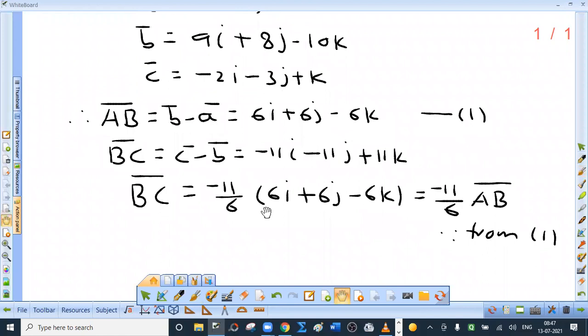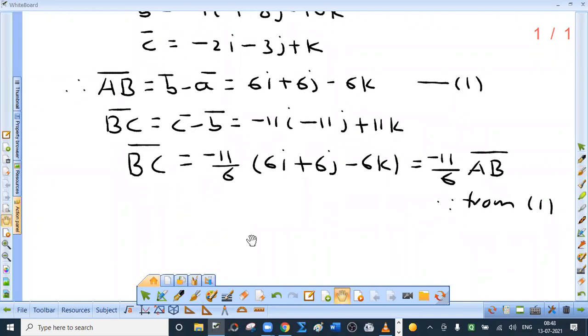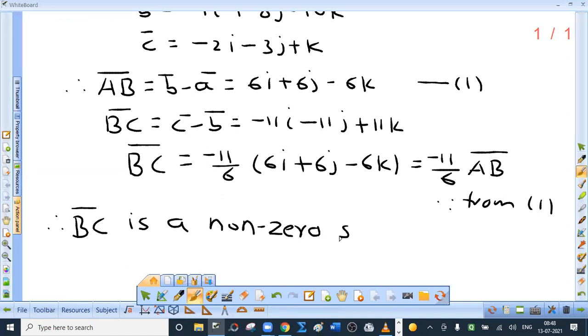See, I'm not saying this is the only way in which you can present the solution. You may say take 6 common and so on. But our aim is to express BC bar as a scalar multiple of AB bar. So I am writing after this. So BC bar is a non-zero scalar multiple of AB bar.